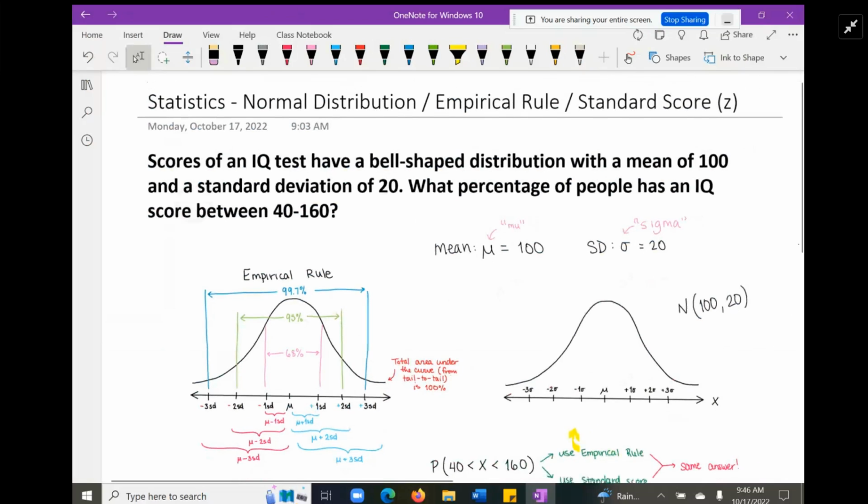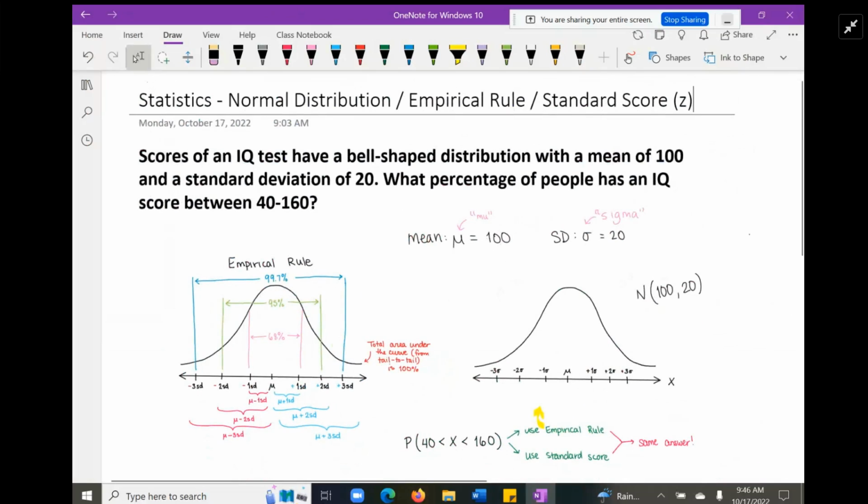Okay. So let's read the question and talk about how we break this down and figure out the approach to solving it. It reads, scores of an IQ test have a bell-shaped distribution with a mean of 100 and a standard deviation of 20. And that's not too far off from what it actually is. What percentage of people has an IQ score between 40 and 160?